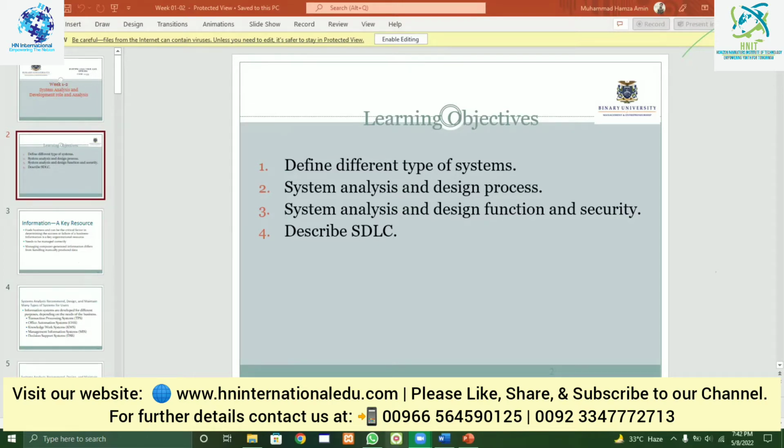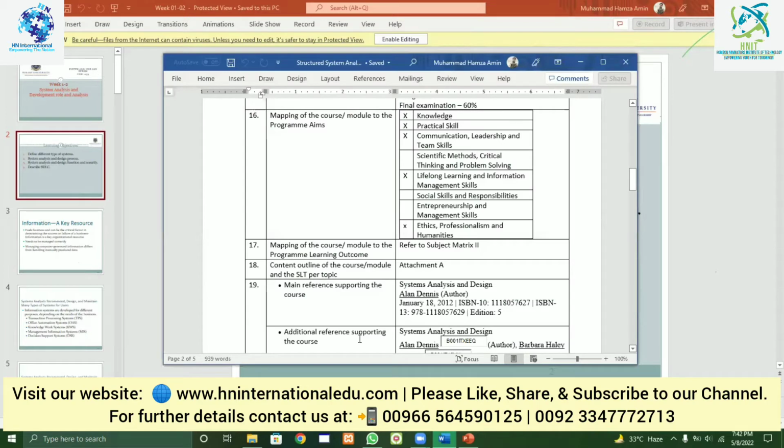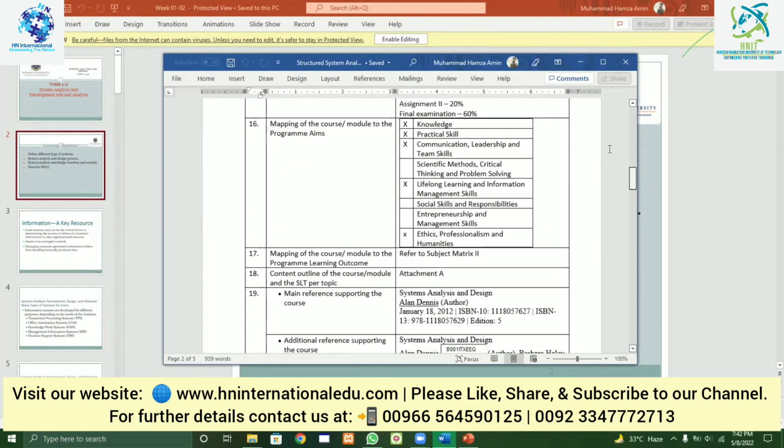Before starting our course, I would like to give you an overview of this portion of the document: mapping of course modules to program aims. What are the aims? Knowledge and practical skills. At the same time, you must have communication and leadership skills, so that in the future, with knowledge and practical skills, you can develop your own career in the practical field.